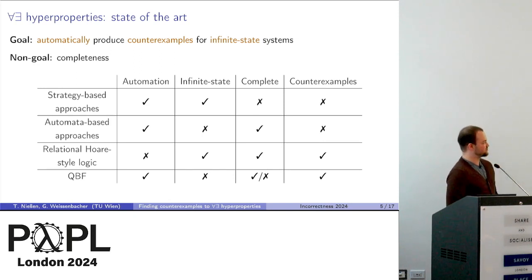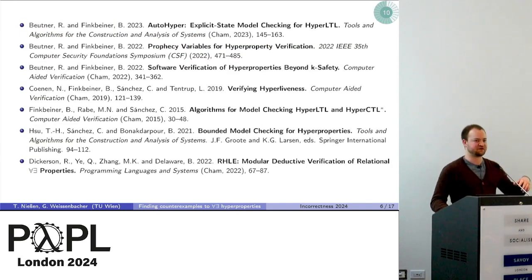And then lastly, of course, you can always reduce to QBF, but that again doesn't work for infinite state systems, because then you're constrained to a finite number of Boolean variables. And completeness also, as with bounded model checking, is not guaranteed. Just for reference for anyone watching the recording, this is what the table was based on, so please read all of these if you don't trust me.